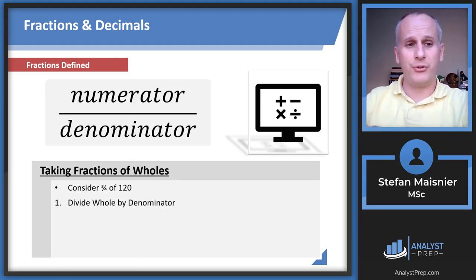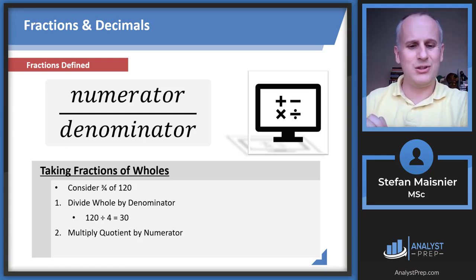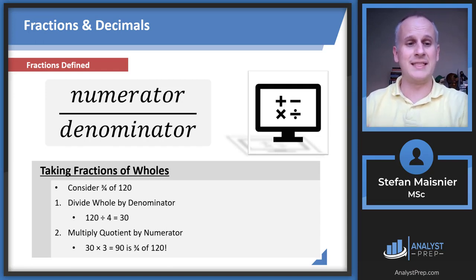Now, rather than multiplying this out, instead, first divide the whole by the denominator. So that means I'm just going to take 120 and divide it by 4 to reach a quotient of 30. Because 12 divided by 4 would be 3, and then just keep the 0. Then you want to multiply that quotient by your numerator. So I'm going to take that 30 and multiply it by 3 to determine that 90 is 3/4 of 120. And this is just going to be the most efficient and simplified way to take any fractions of wholes.